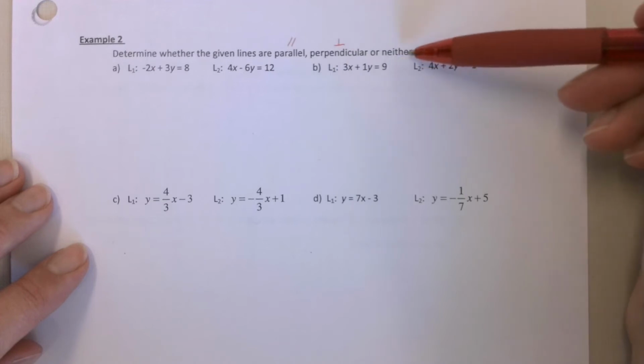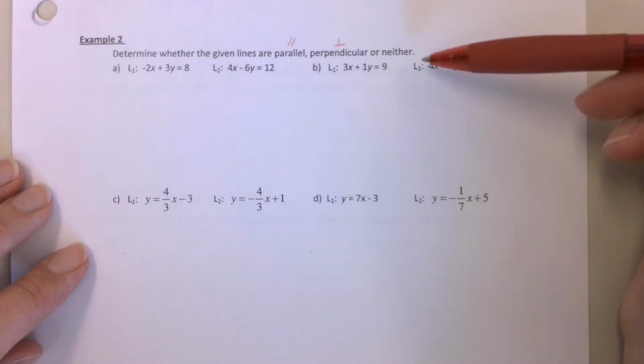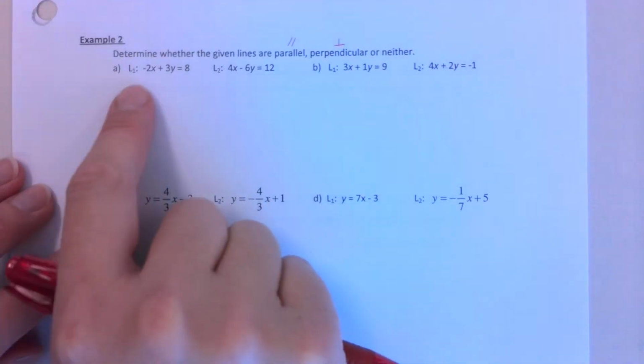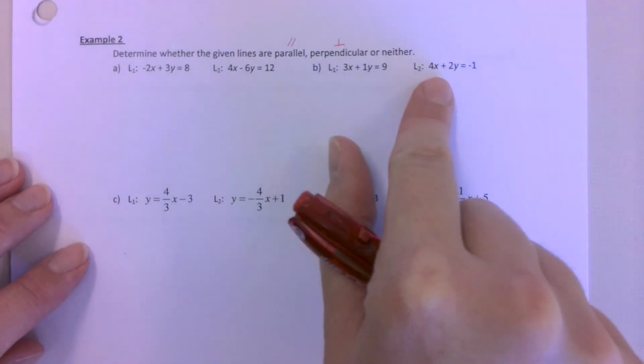The idea of neither means it's not a special intersection and they're not parallel. They're just two lines that intersect. Now, if you look at this, there's a lot going on. It says L1, L2. That's just saying here's your first line, here's your second line. So we have a couple examples here.